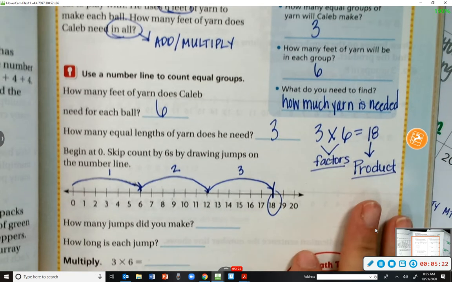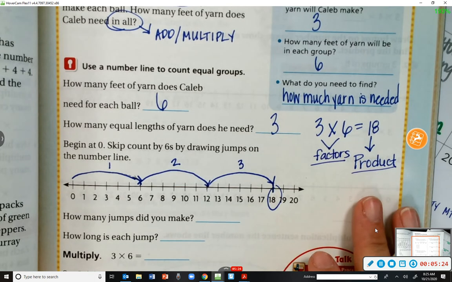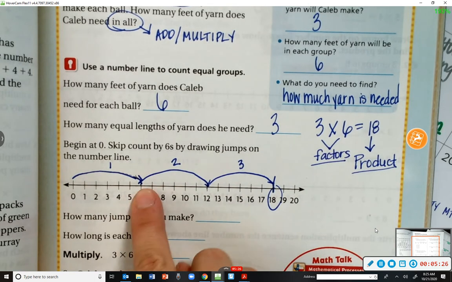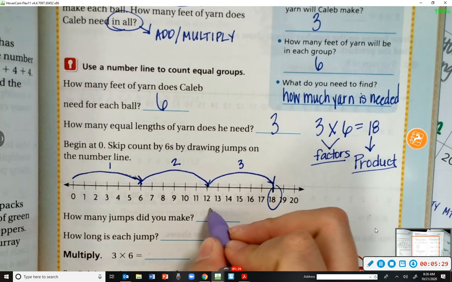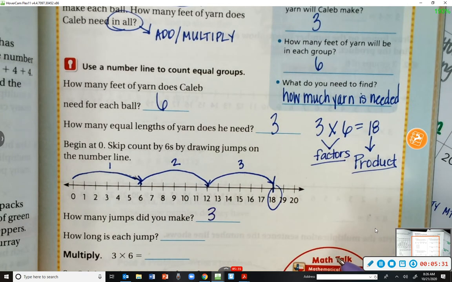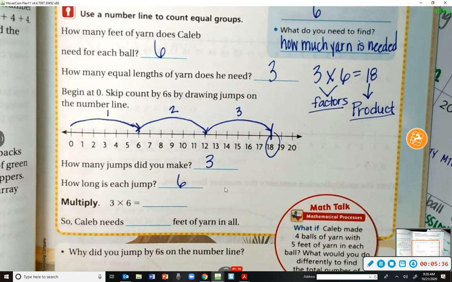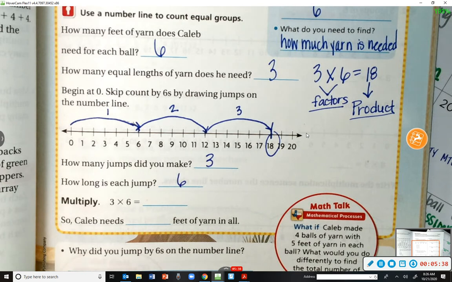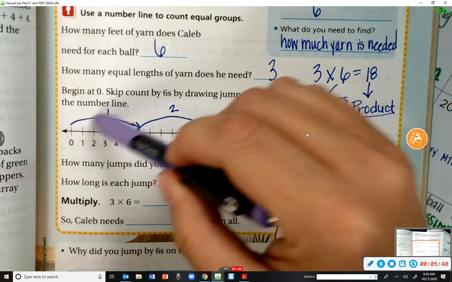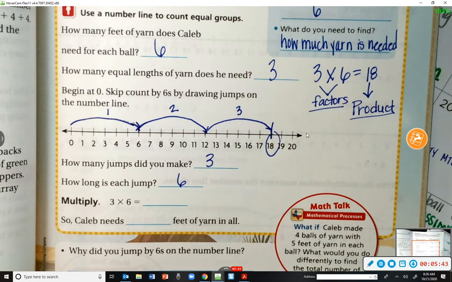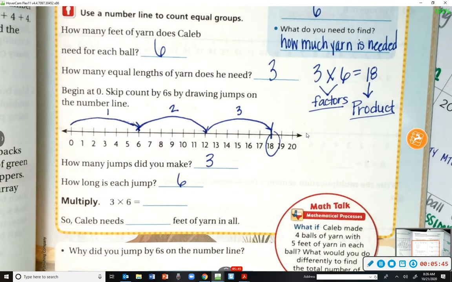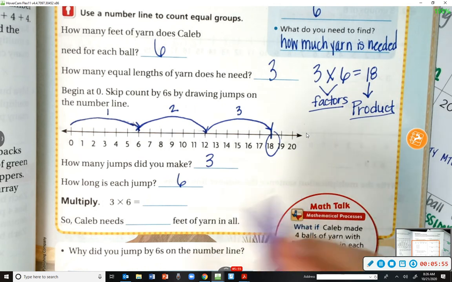Okay. How many jumps did we make? 3. 1, 2, 3. We made 3 jumps. How long was each jump? 6. 6. So if I'm doing 3 times 6, that means I'm going to do 3 jumps of 6. So 1, 2, 3 jumps of 6. So how many feet of yarn does Caleb need for his 3 balls? 3 times 6 is 18. 18. Good.